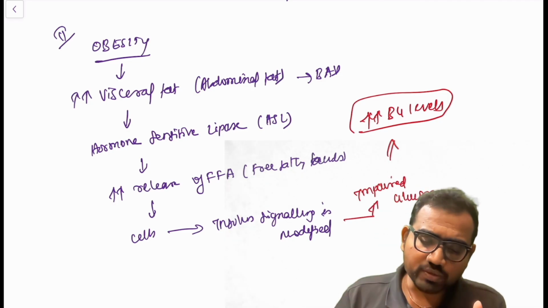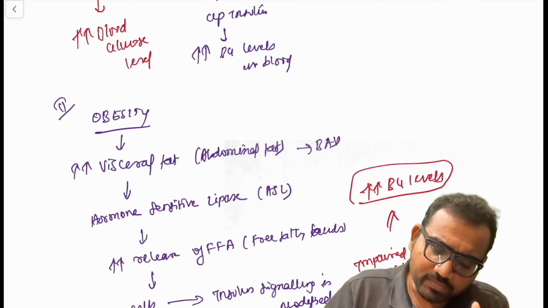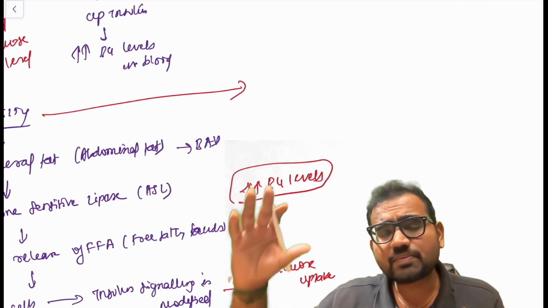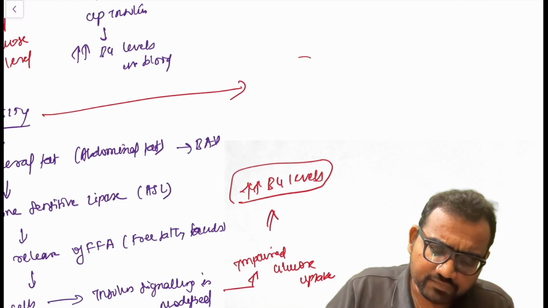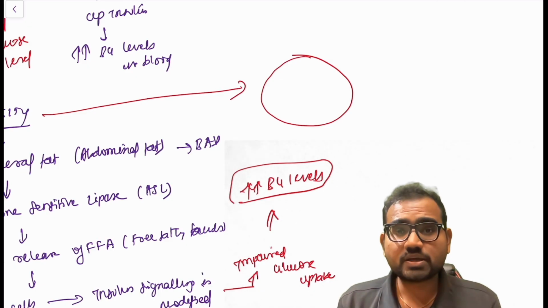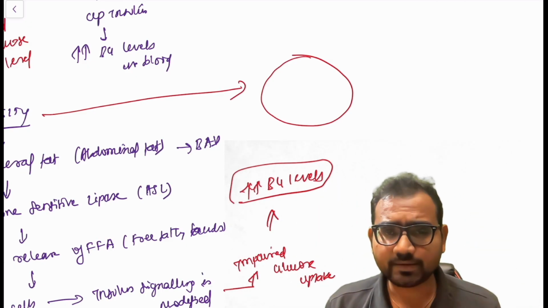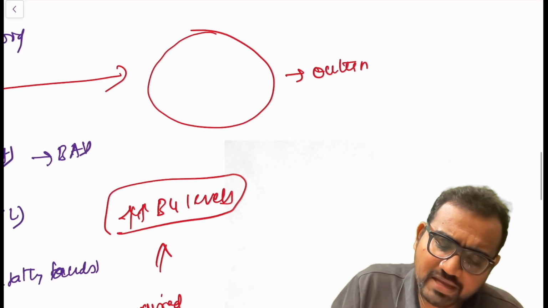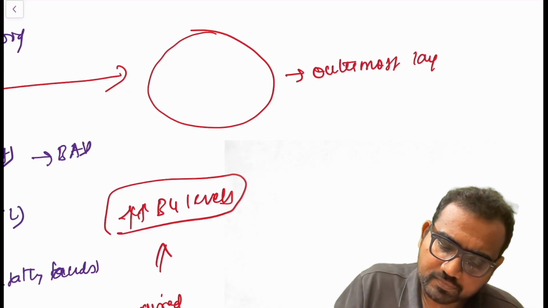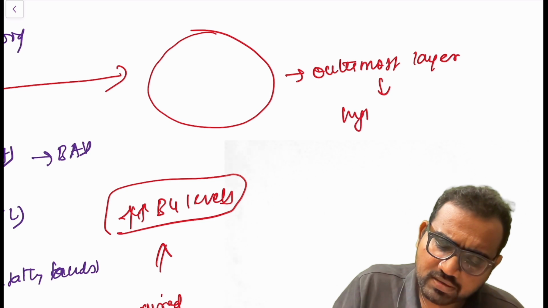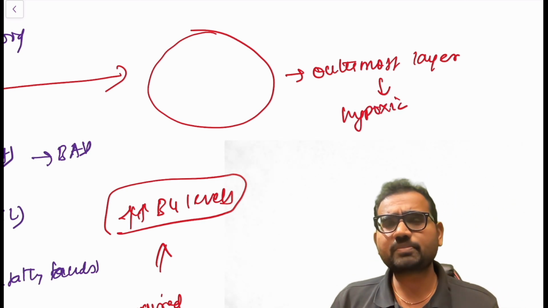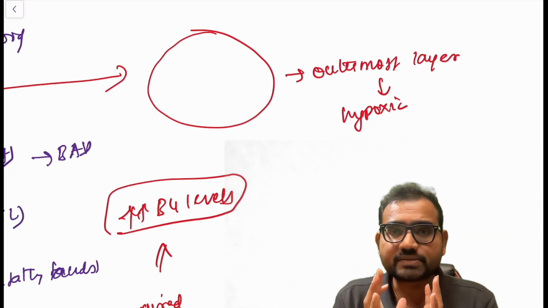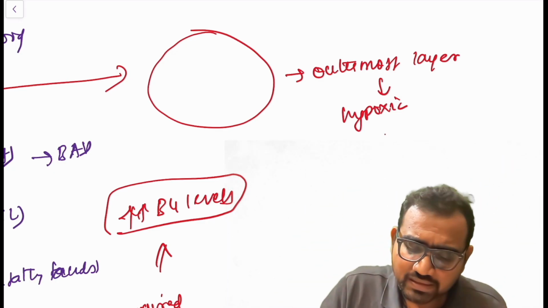That is one. Two is, these obese patients will have increased amount of fat, as I told you earlier. So imagine when there is a big fat tissue like this, the outermost layer of the fat will be hypoxic. The outermost layer will become hypoxic, obviously, because it cannot supply the nutrients to the entire big cell. So the outermost layer is going to die.